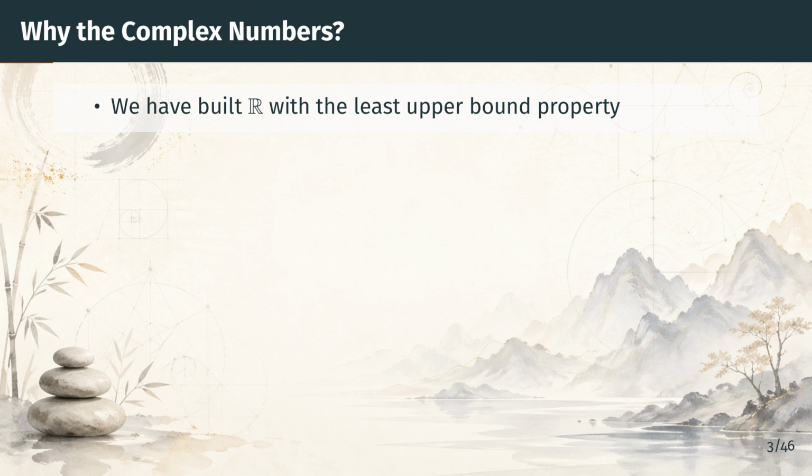Let's begin with some motivation. In the previous sections, we carefully constructed the real number system and established its key property, the least upper bound property. So the reals are a complete ordered field. Why would we want anything more? Well, there is a limitation.